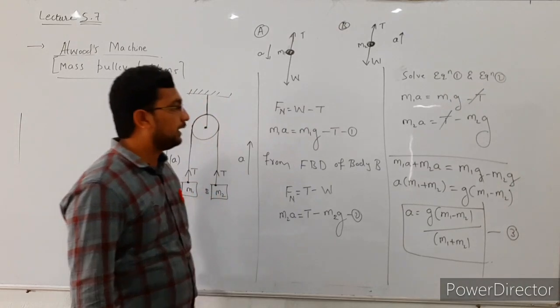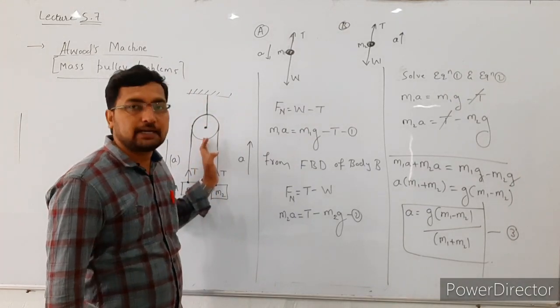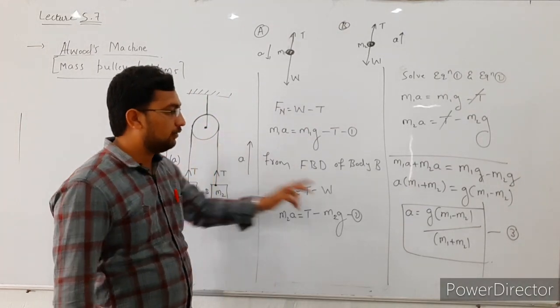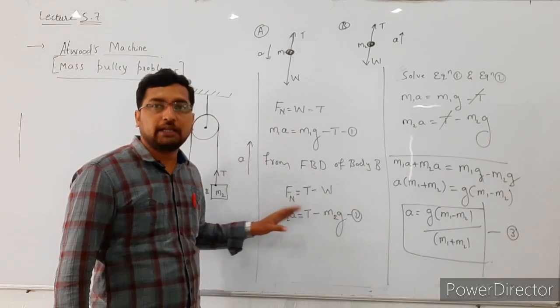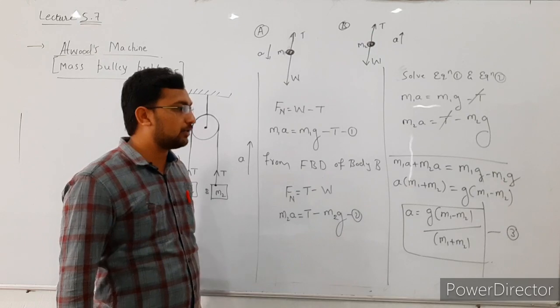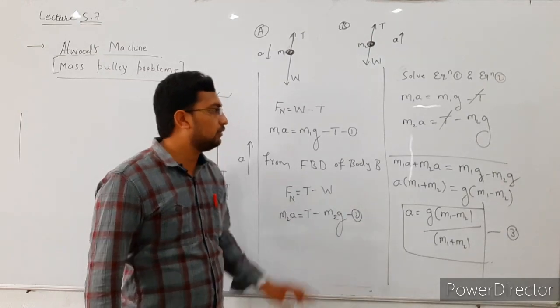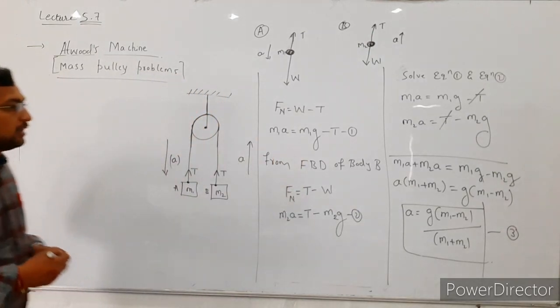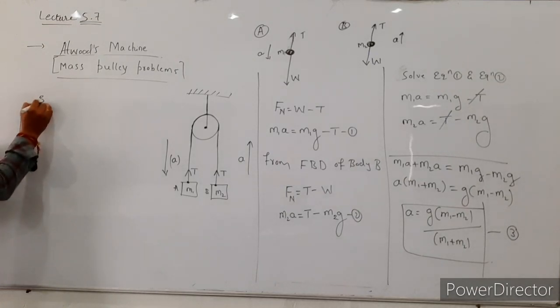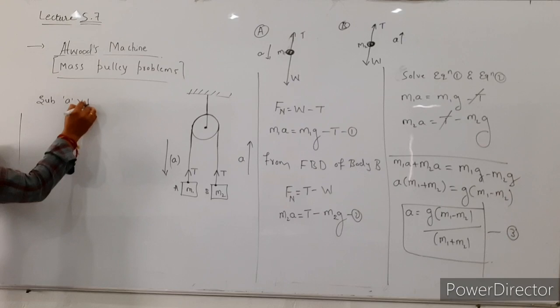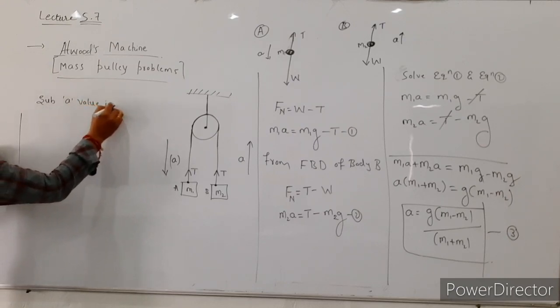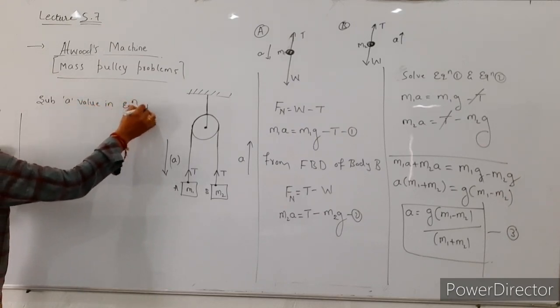So next we are going to find the tension developed inside the string. For that we have to substitute the a value either in equation number 1 or in equation number 2. Here we are going to substitute the a value in equation number 1.